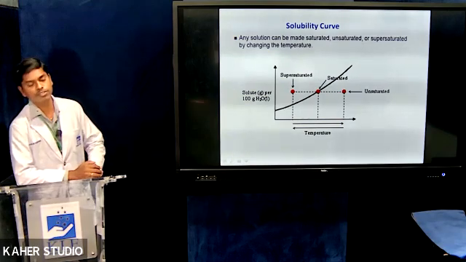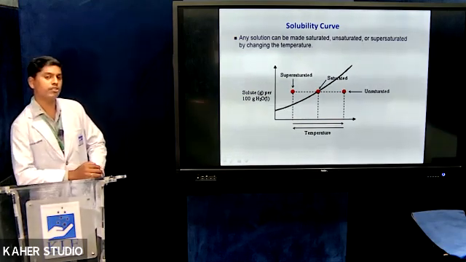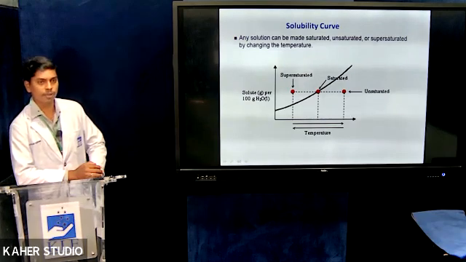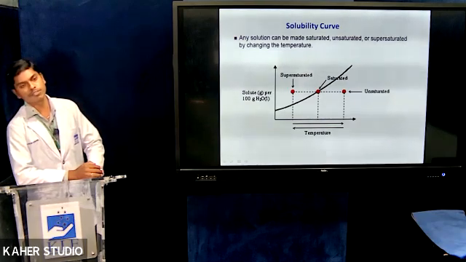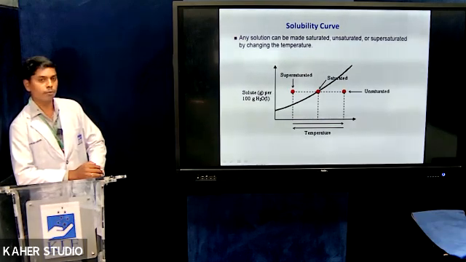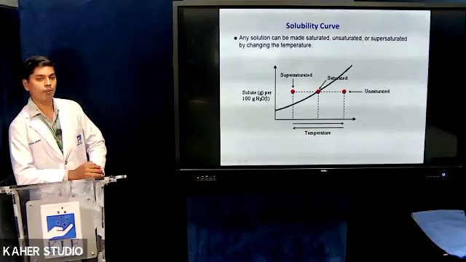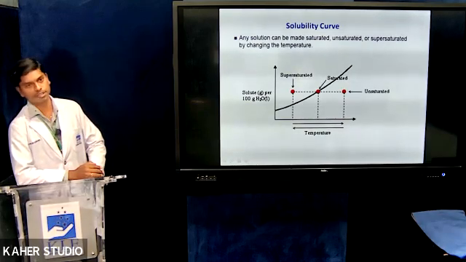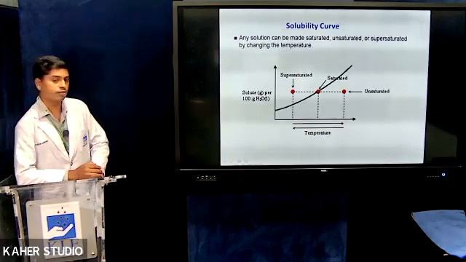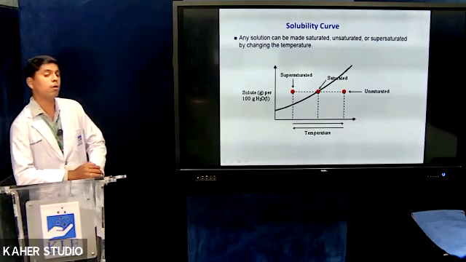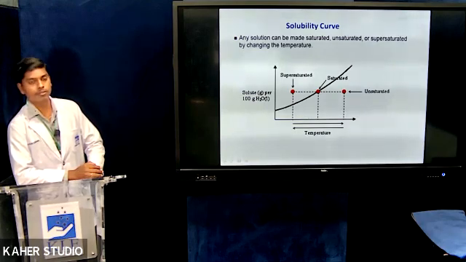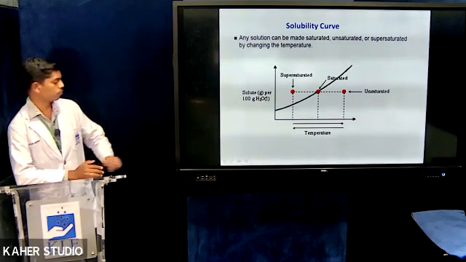A saturated solution is the maximum amount of solute which is in equilibrium with the given amount of solvent at the given temperature. The supersaturated solution is one where the amount of solute is above that particular concentration, beyond the equilibrium level. And the unsaturated solution is the one with the minimum amount of solute, which is unable to form the equilibrium solution. So that is explained by unsaturated solubility.